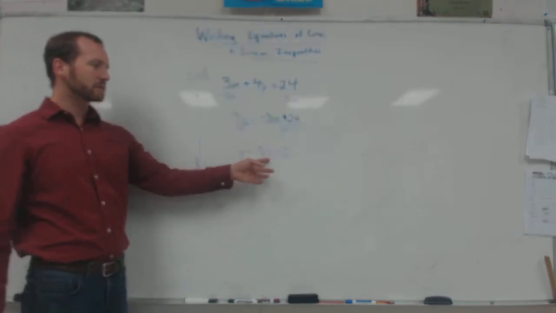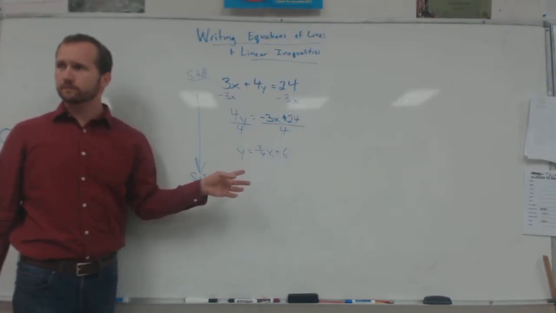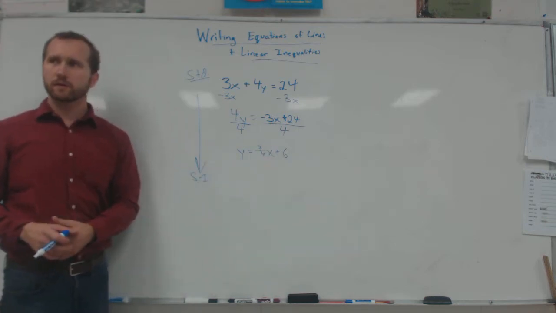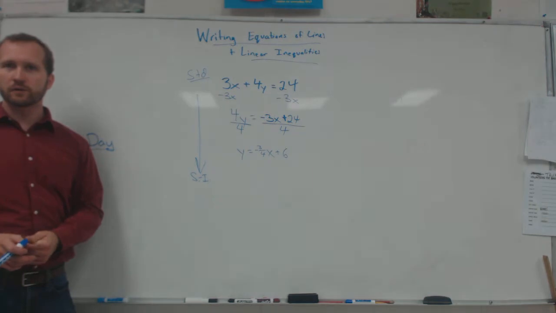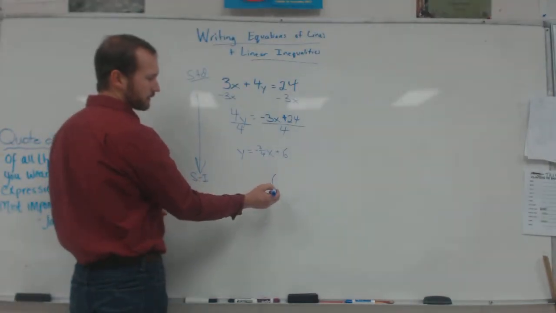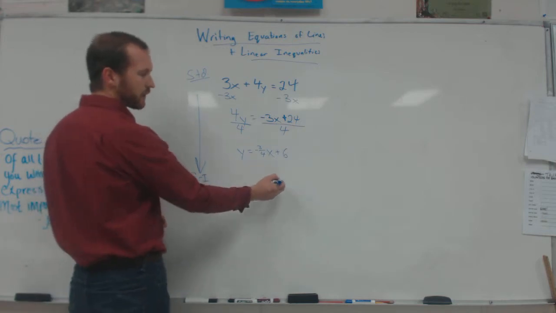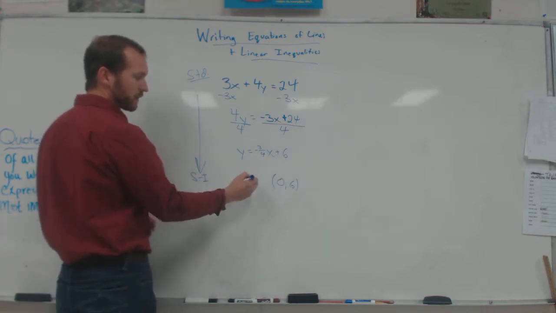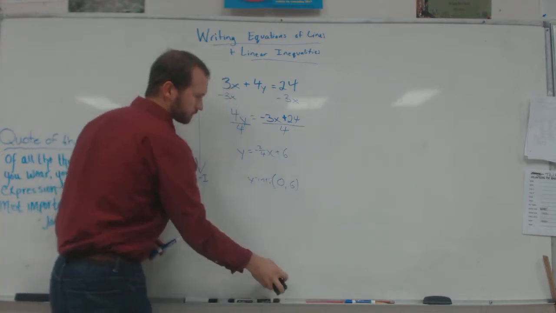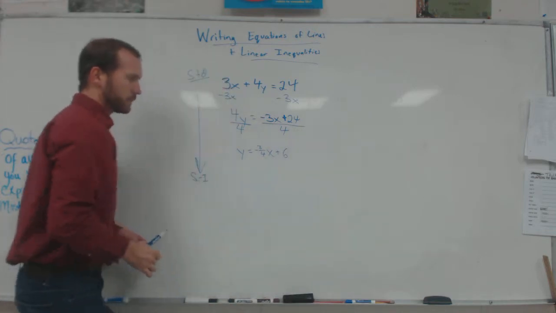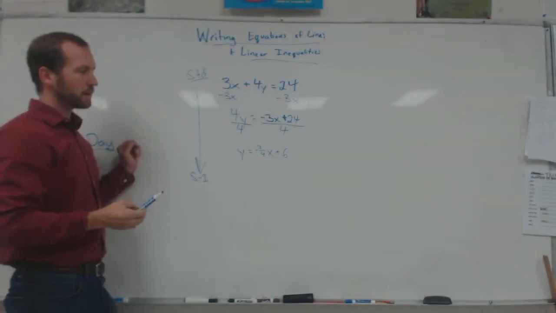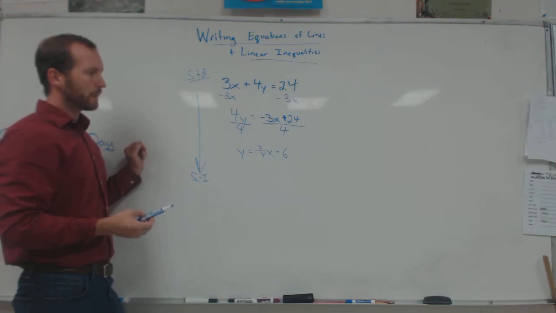What is the slope of this line? Negative 3/4. What is the y-intercept? Close. The y-intercept would be 0, 6, right? This is my y-intercept. So 6 is where the line crosses the y-axis. Okay.